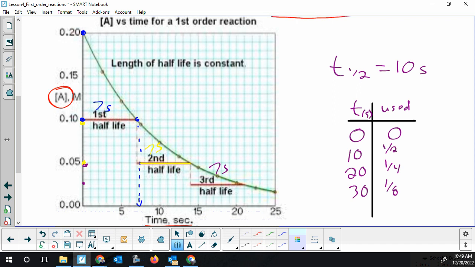We go another 10 seconds, we're down to 1/8. I'll just do one more. We go another 10 seconds, we're at 40 now. We've got a 16th left. Okay, so you can kind of do this backwards and figure out half-lives.